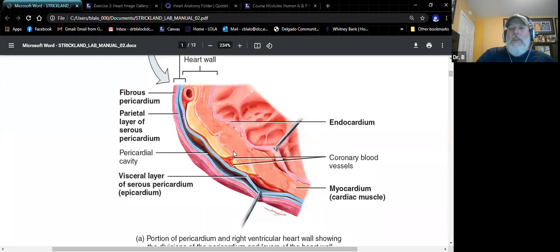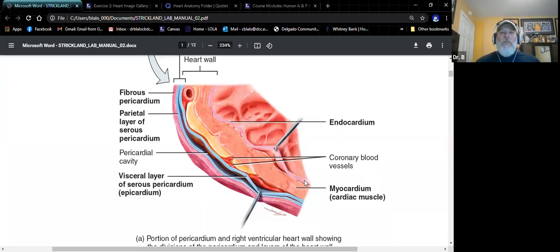And then the next layer of the heart that we'll see is going to be the thick muscular component of the heart right here. And that's what we refer to as the myocardium. So the myocardium is the muscular part of the heart. The epicardium is the outer serous membrane that attaches to the surface of the heart. And then lining the heart, we're going to have our endocardium. And the endocardium is actually going to be a layer of connective tissue and simple squamous epithelium.